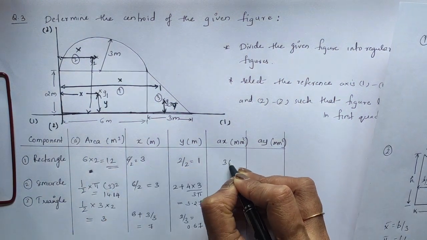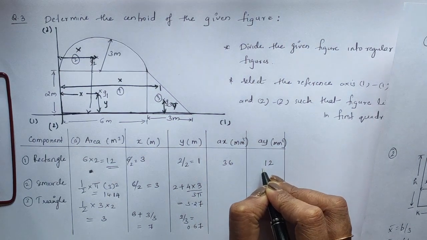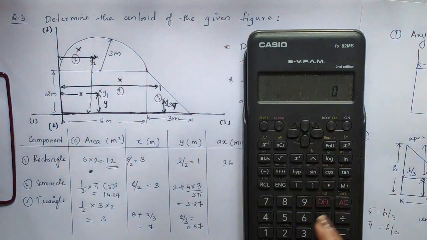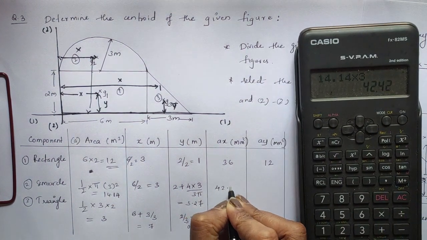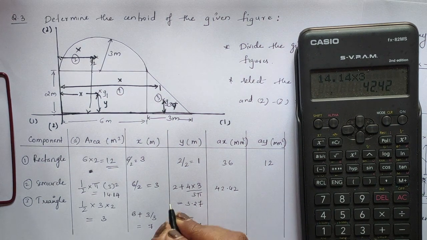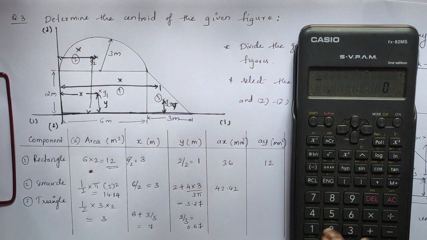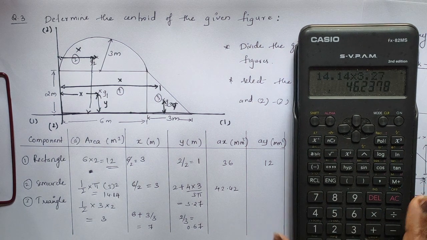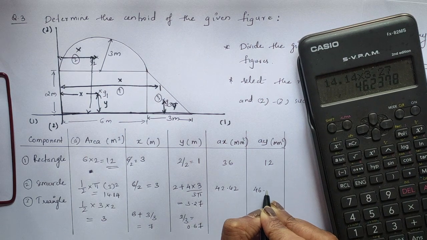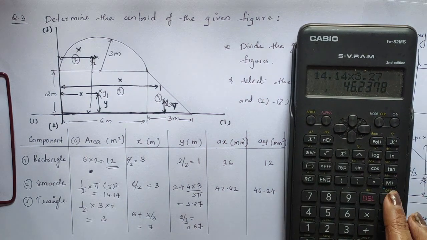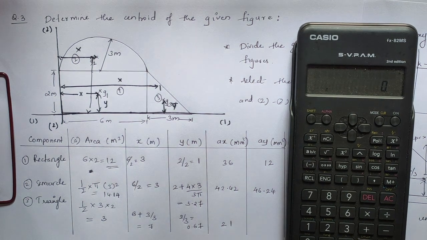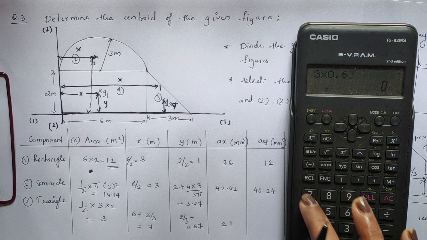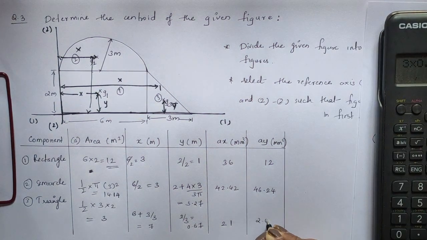12 into 3 you get 36 here, 12 into 1 you get 12 here, 14.14 into 3 is 42.42, and 14.14 into 3.27 is 46.24. Then 7 into 3, you know it is 21, and 3 into 0.67 is 2.01.